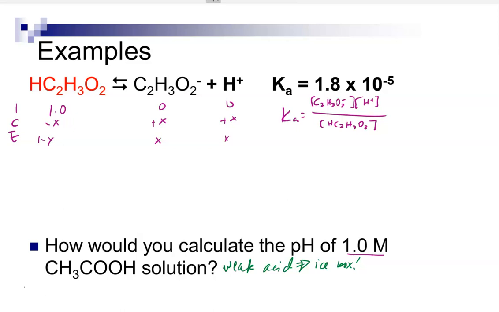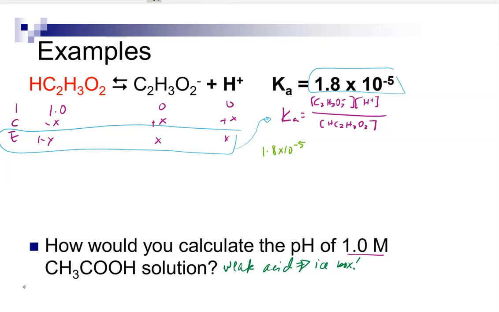Then we plug our equilibrium row into here and also the value of the Ka. So we have 1.8 times 10 to the minus 5 is equal to x squared divided by 1 minus x. Distribute inside, and I get 1.8 times 10 to the minus 5 minus 1.8 times 10 to the minus 5 x is equal to x squared.